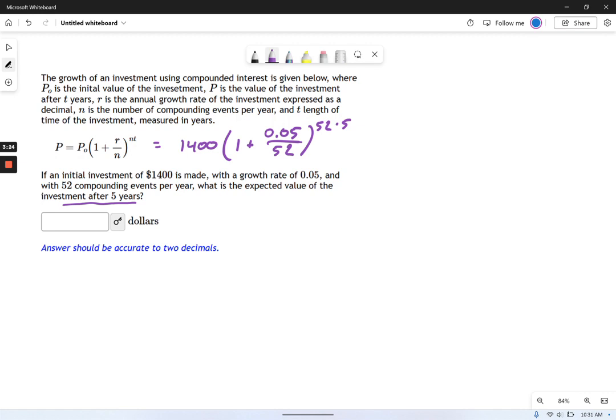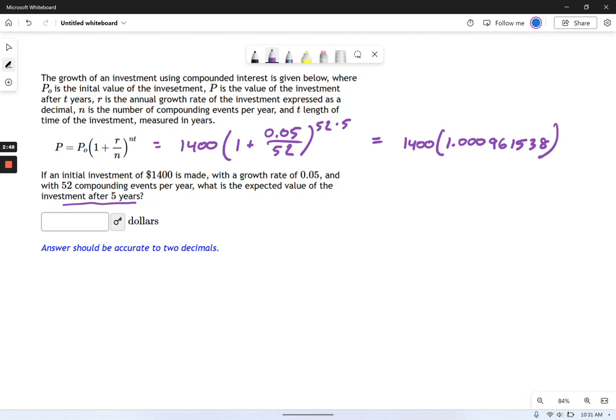Now, there's no way I'm doing this in my head, but we can use a calculator. That's allowed. So I'm going to do what's inside the parentheses first. And I'm going to say 1 plus 0.05 divided by 52. And inside the parentheses, I get the following. 1.000961538. You may think it's obnoxious that I put all those decimals. I agree, it is obnoxious. And this is how you avoid making errors, by including all those obnoxious decimals.